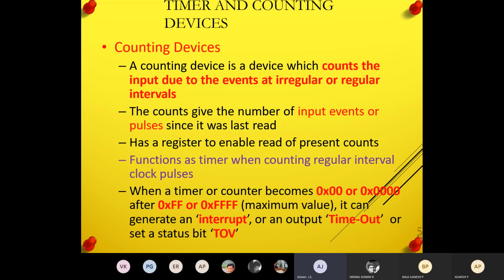Once it is completed, then timeout will be there, so automatically it will be set to 0. And sometimes overflow happens due to some malfunction, it will keep on counting. If I am keeping the timer as 10, sometimes due to the malfunction it will keep on counting and go to the maximum value. At that time it will set the overflow flag. It represents that it is not working properly.